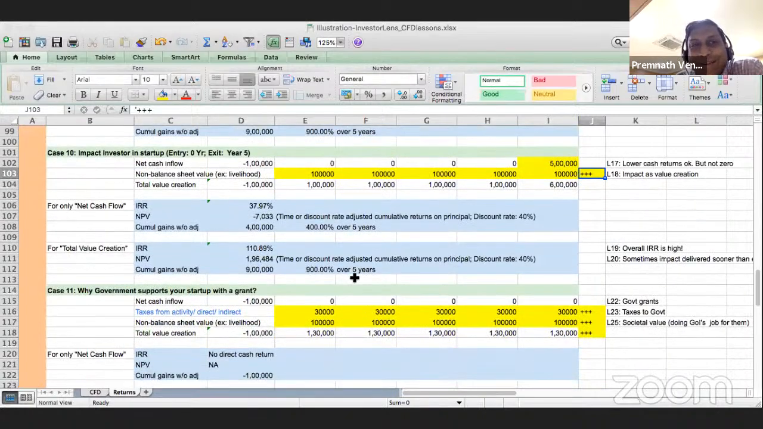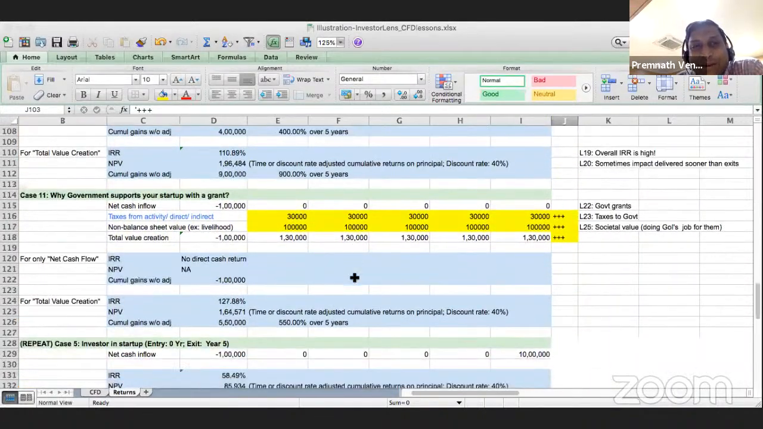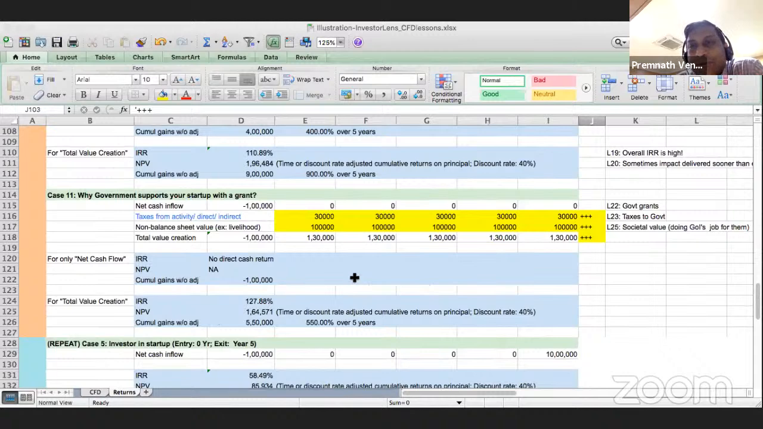Okay, here I'm coming to another important part, which is a case of the government supporting. So when the government puts in money, let's say they give you 1 lakh, they get nothing out. There's no cash here. You see this? All is zero. Why are they giving you a grant?